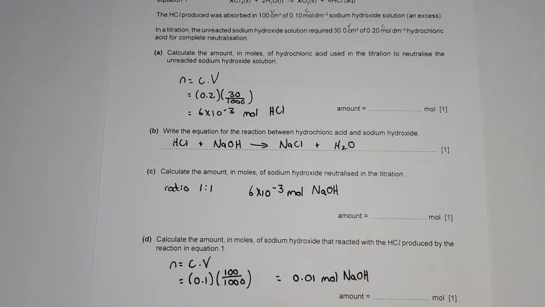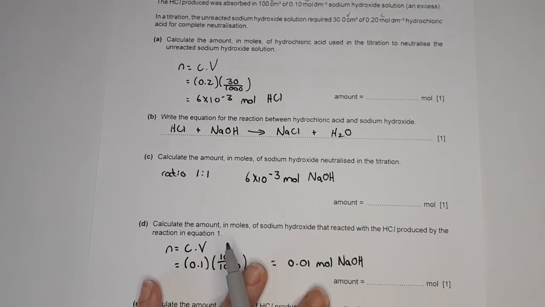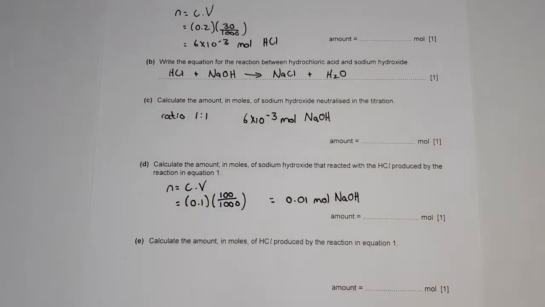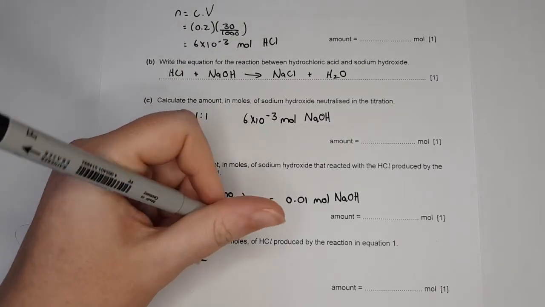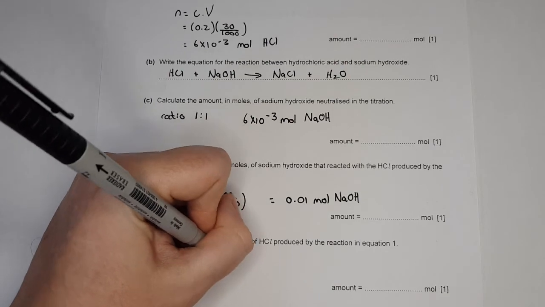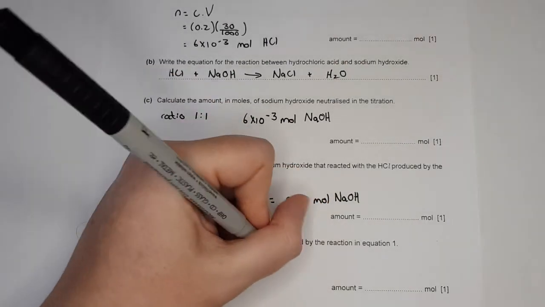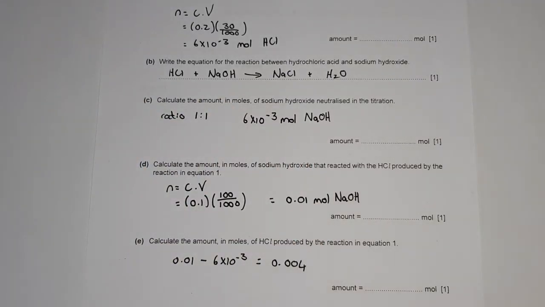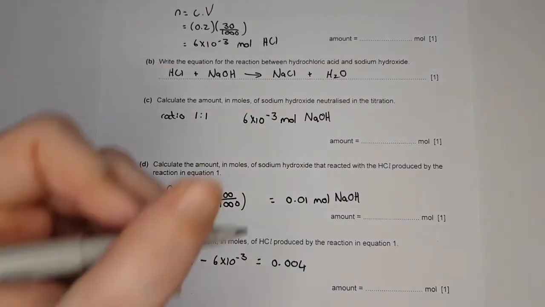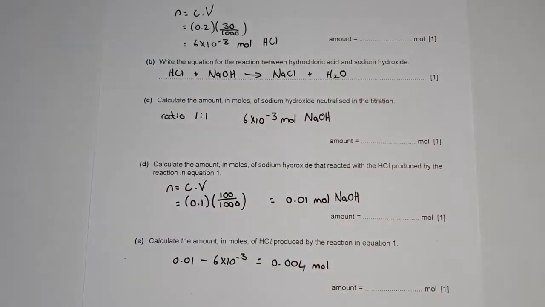So just like in the previous one, I'm going to take the original amount minus what was left over to find what had reacted. So you see all these chemical calculations all follow similar patterns. So I'm going to take the 0.01 that I originally had minus the 6 times 10 to the minus 3, and I'll get an answer of 0.004. Because that's the difference between them, so that must be what reacted. So that gives me my answer in moles.